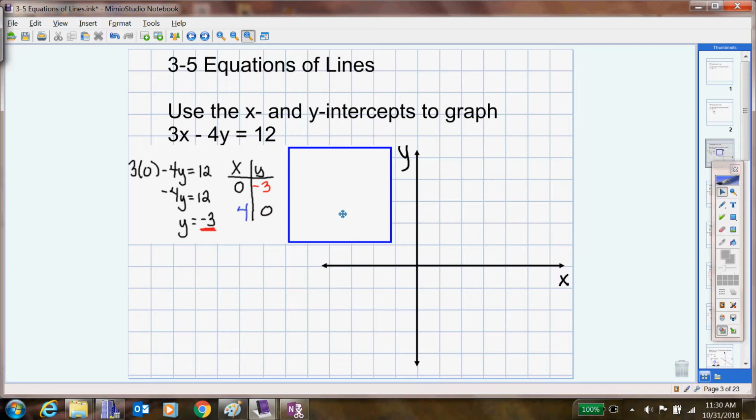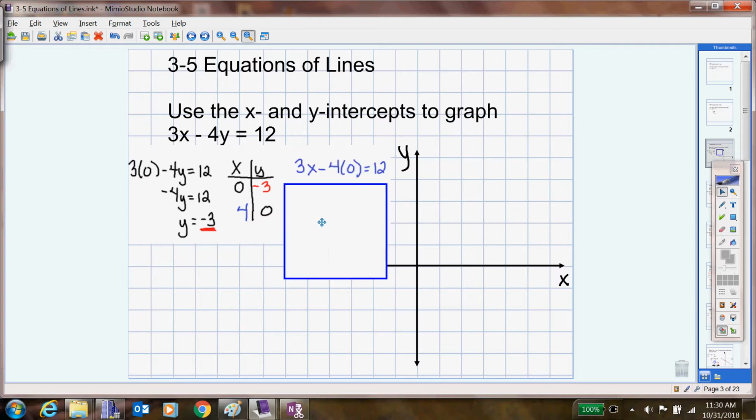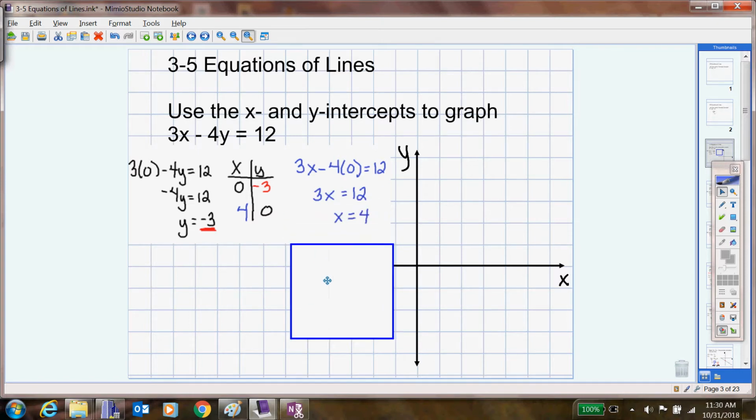If it's obvious to you that when you plug in a 0, it's going to disappear, you don't have to write it. I'm just showing it so that if anybody looks back and goes, what happened to that, they can actually see what happened to it. So 4 times 0 is 0. 3x equals 12. X equals 4.